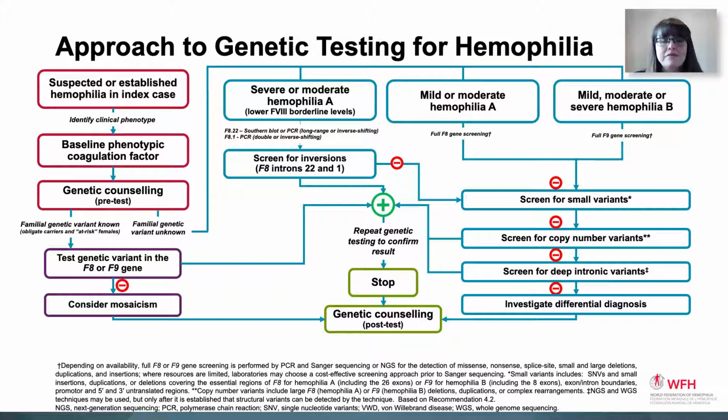And in places where these resources are limited, it may be appropriate to do a cost-effective screening approach prior to Sanger sequencing of the full factor VIII gene. For detecting copy number variants, we can use techniques such as MLPA, which stands for multiplex ligation dependent probe amplification. It's a gene dosage technique. And we could also use next generation sequencing to detect these large copy number variants. But again, it depends on the available resources within your area.